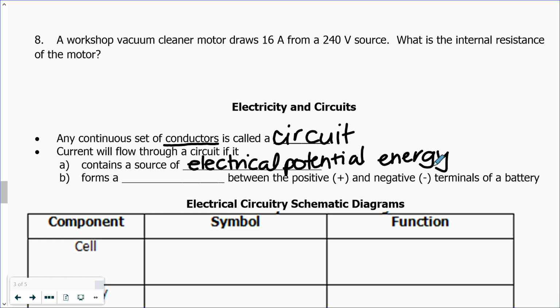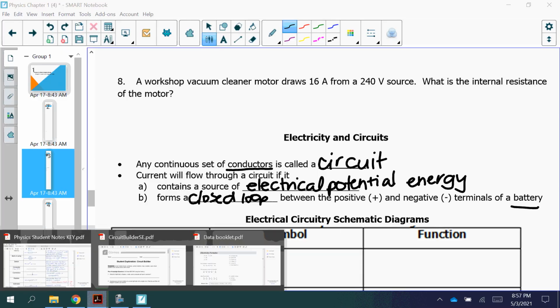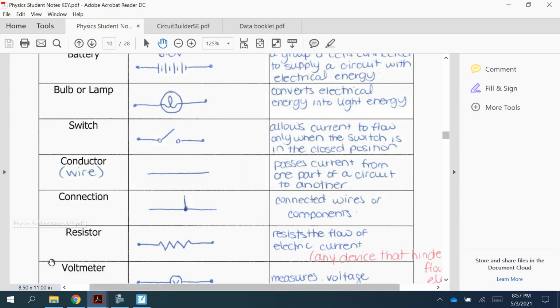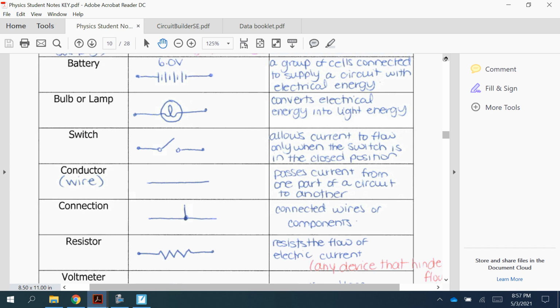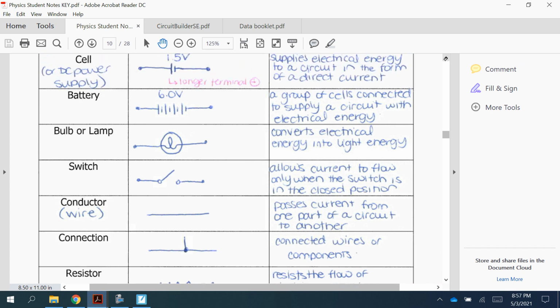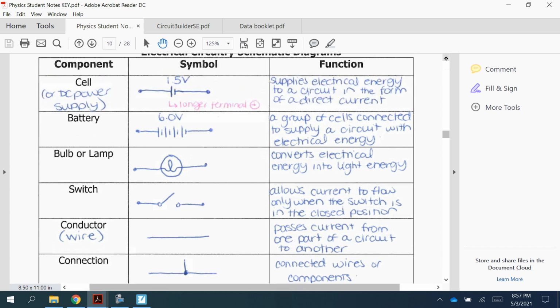And current will flow through a circuit if it forms a closed loop between the positive and negative terminals of a battery or the cell. So I'm going to actually pull this up because it's probably easier than me trying to draw and write it all. These are some of the schematics that we'll see with some of the diagrams. So you might want to pause some of this stuff if I'm going too fast.